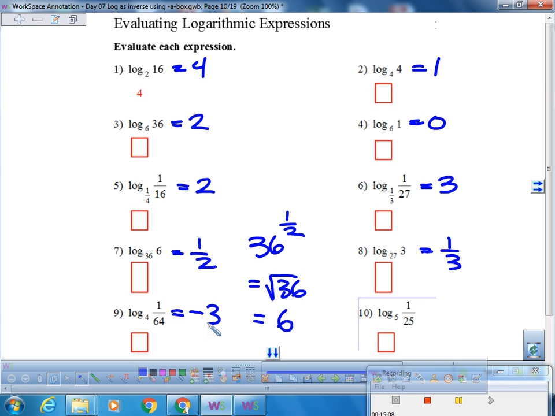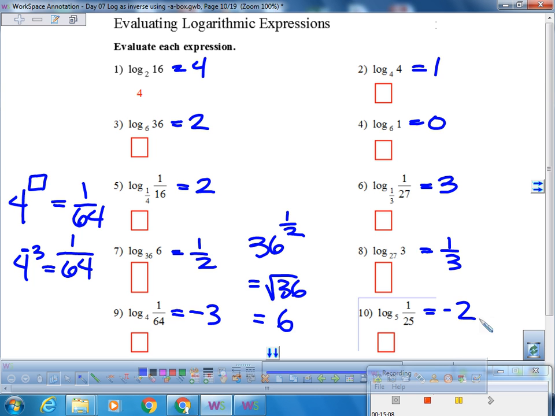Are we good? So these are tougher, right? Remember I told you light bulbs are going to go on at different times for people. These are a little bit tougher. Okay? I'm going to say it again. 4 to the what makes 1/64? Well, 4 cubed would make 64, right? But I want to turn it into a fraction, and we use negative exponents to turn into fractions. Make sense? Okay. All right, and 5 to the what makes 1/25? -2.